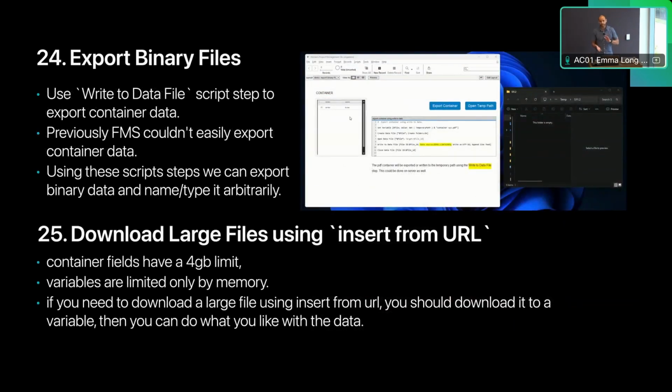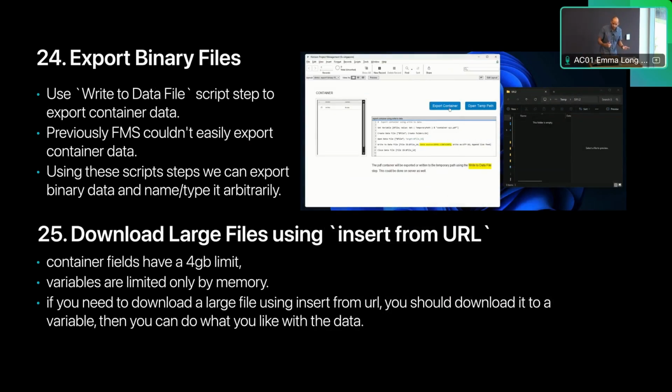Exporting binary files. This is something that's recent, so I just wanted to point this out. In the past, we had to use plugins and things like that if we wanted to export binary files from the server. But I wanted to point out, with the new write to data file, we don't have to do that, right? The write to data file script steps can be used to write out any file type. So I can put something into a container and then write it out byte by byte into the drive, right?